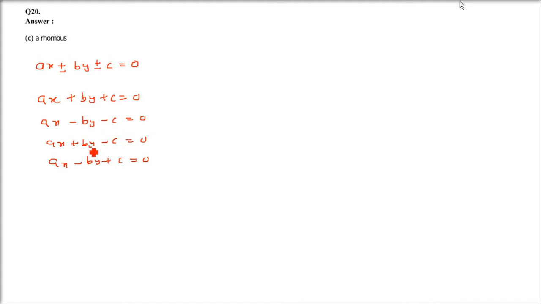We have already seen questions like this. So let me take one by one and try to find where these lines are intersecting on the axis. If I put x as 0, what will be y? Y will be minus c by b. If I put y as 0, what do I get? X equals minus c by a.